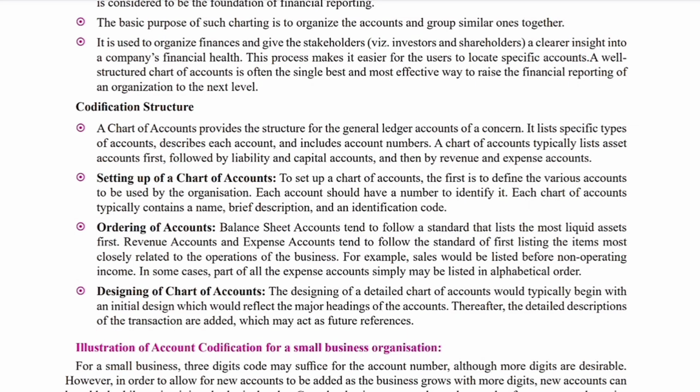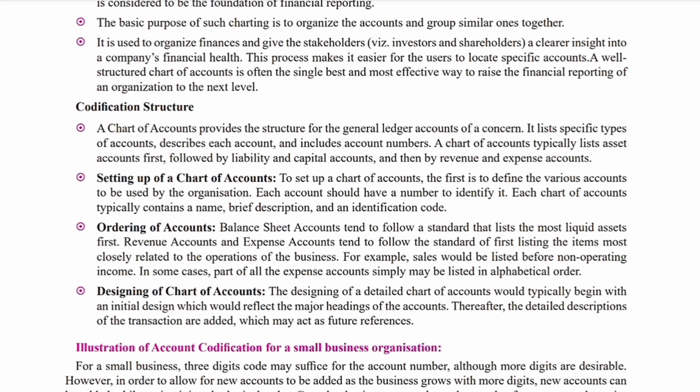Then liabilities means debts, and capital means the owner's investment also. Then comes revenue, and expenses come last. Revenue means income. Most important or liquid accounts come first. That means sales before non-operating income and all. So those accounts come first, those are the most important things.